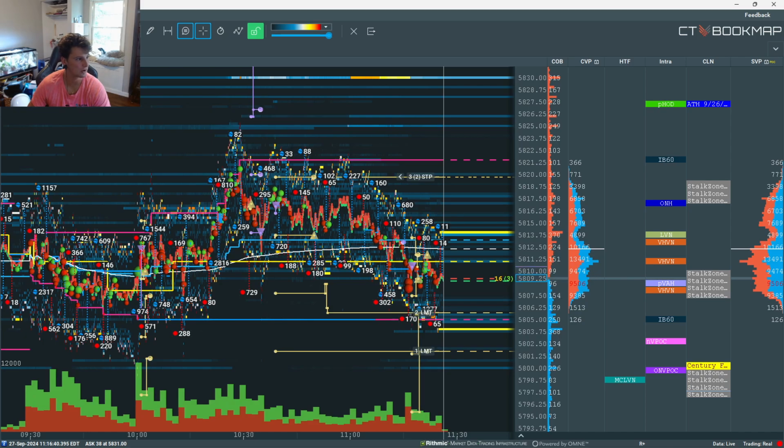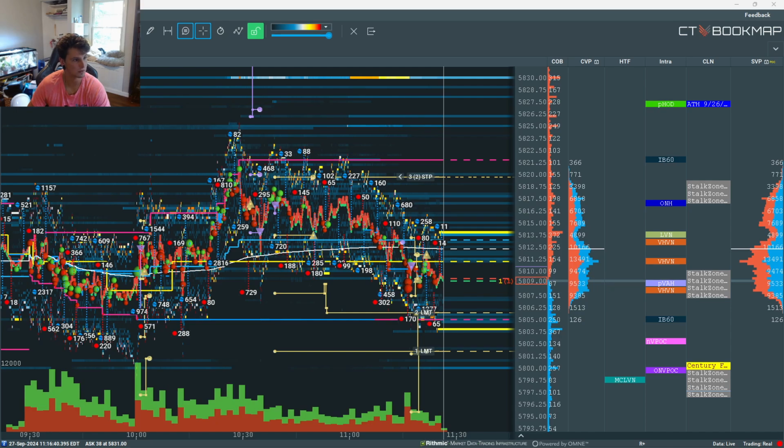On the point and figure chart, it seems like the market wants to test lower. We have a swing at 06.5 and stops below there.